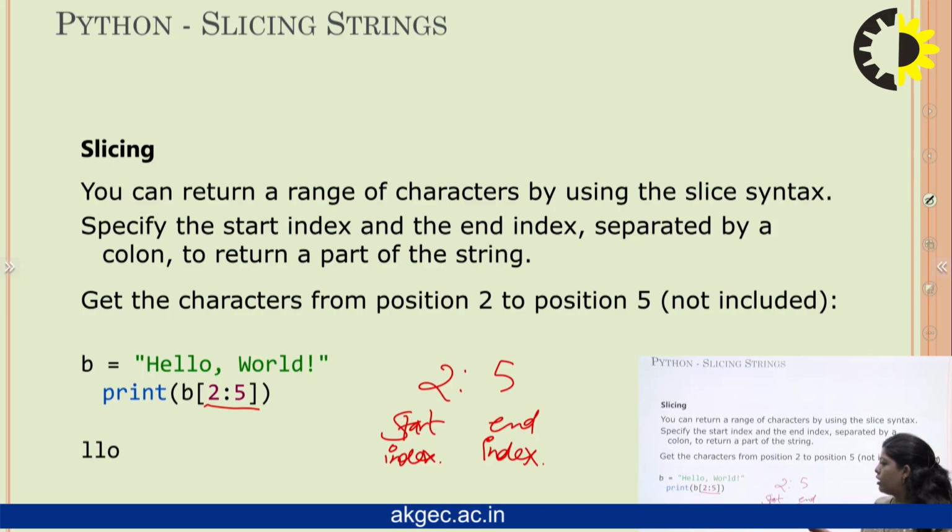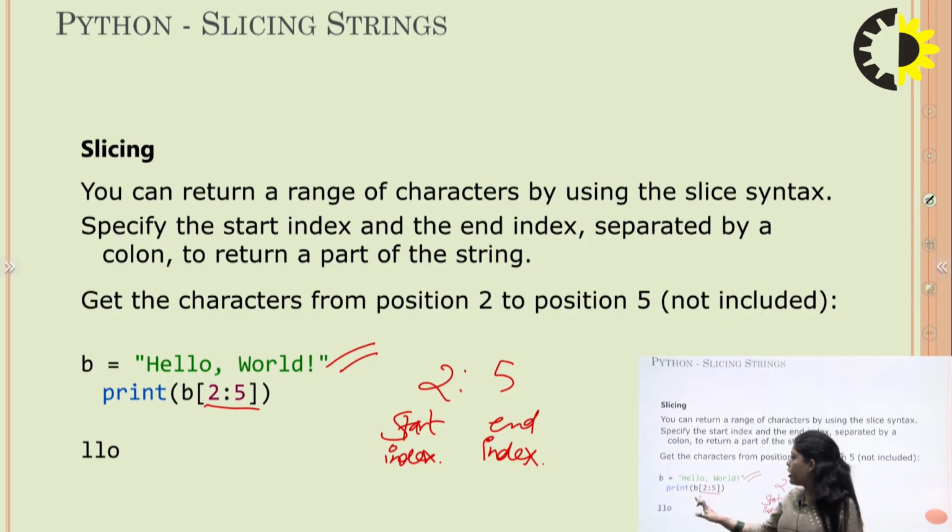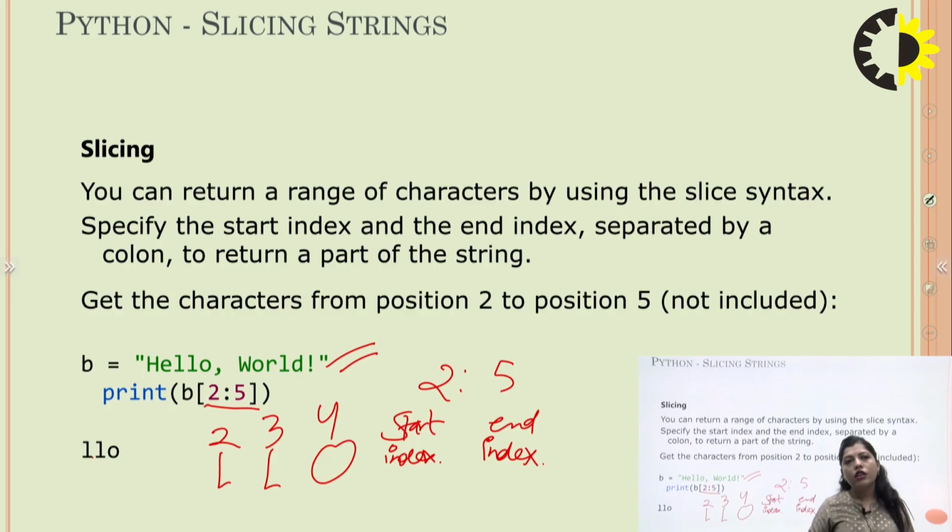For example, get the characters from position 2 to position 5, not included. We have the string hello world and we want to print the range from 2 to 5. At position 2 we count 0, 1, 2, and we have l. Then 3, 4, 5. We cannot include the value at 5, so we take only 2, 3 and 4. At 2 we have l, at 3 we also have l, and at 4 we have o. So the output is llo.